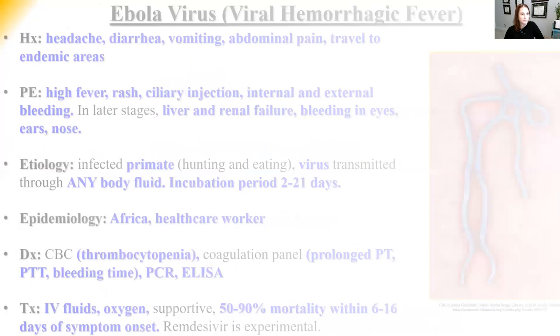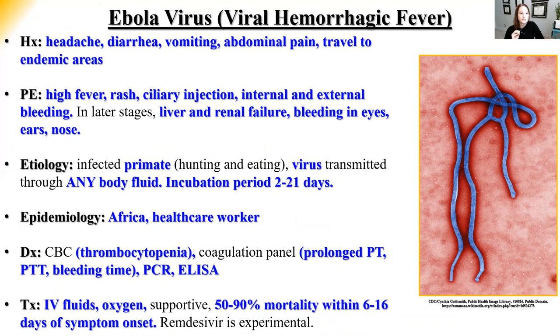Next, let's talk about Ebola virus or viral hemorrhagic fever. This one is highly, highly contagious. This one was spread from an infected primate, from hunting and eating that primate, and then it became something that occurred in the human population. This virus is transmitted in any bodily fluid, and the incubation period is 2 to 21 days, so a relatively long incubation period where they are contagious the entire time. So that's why you get a rapid spreading of this disease, because they don't know they're contagious until they're already 21 days into it and they've infected so many people already.